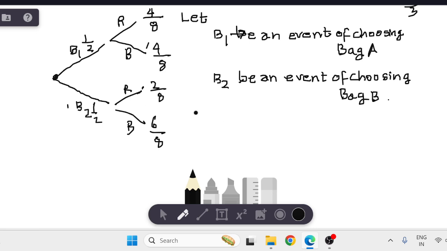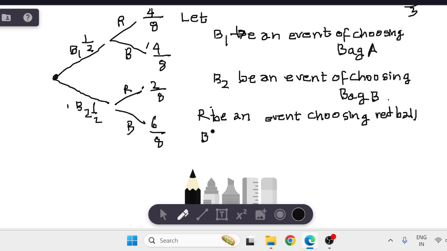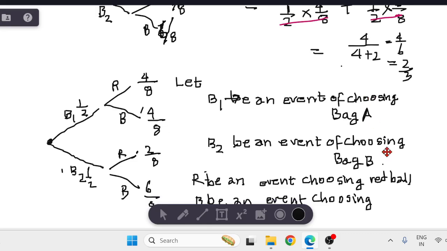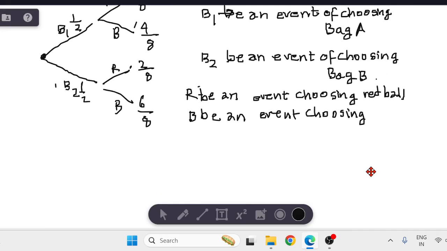Now, let R be the event of choosing a red ball, and let B be the event of choosing a black ball. Fine. So we have defined all the events.